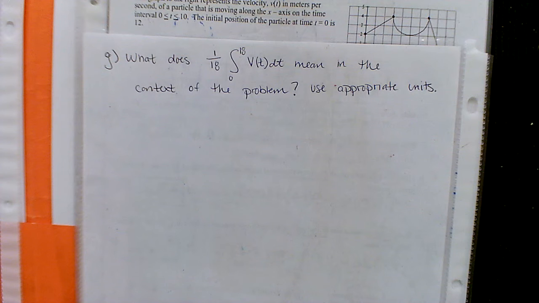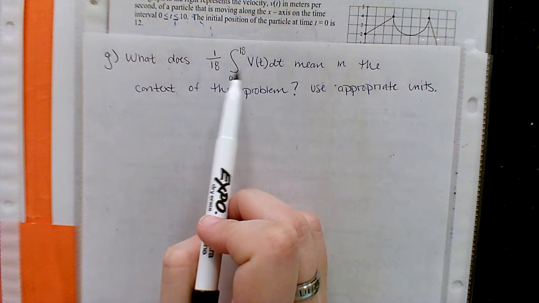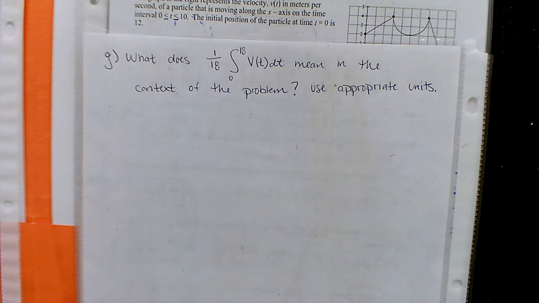Do you have an idea, Dan? Yes, I do. What do you think? Well, if the area of the integral is the total displacement, basically, then that's going to be the displacement per second, because you're dividing by 18 basically, and there's 18 seconds.